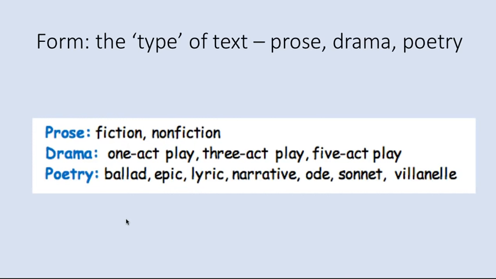What about form? So many of you are asking the difference between structure and form. Well, structure is what happens where, the placement of things, the order they come in. We can look at it through Freytag, through repetition, through cyclical structure, all those kinds of things. Form is simply the type of text we're reading or studying. Is it prose, drama, or poetry? And you can see on the screen those forms can be broken into subforms.